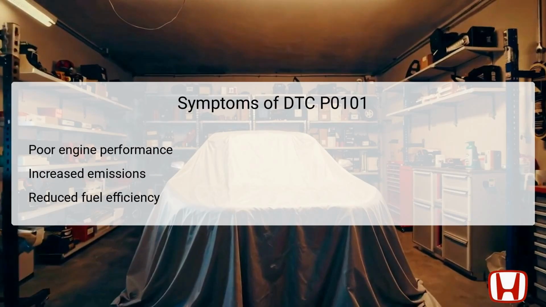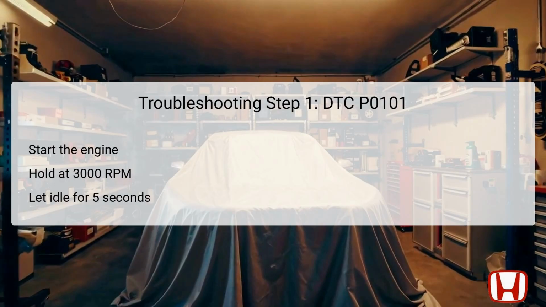The first troubleshooting step for DTC P0101 is to start the vehicle's engine and then hold the RPM at 3,000 without any load, whether the vehicle is in park or neutral. This process allows for a consistent evaluation of the MAF sensor's functionality under a controlled engine speed, which is crucial for accurate readings. You should maintain this RPM until the radiator fan engages. Then let the engine idle for at least 5 seconds.